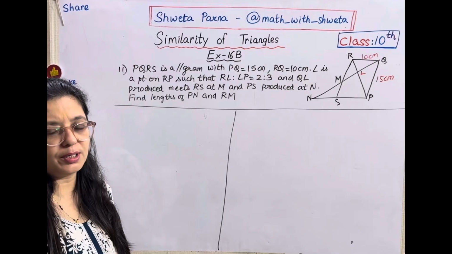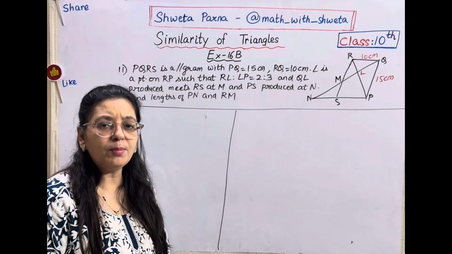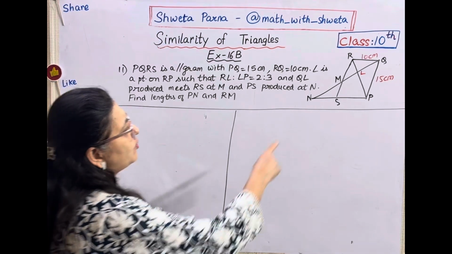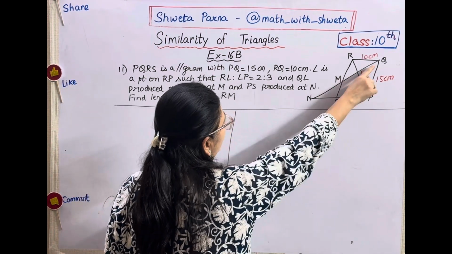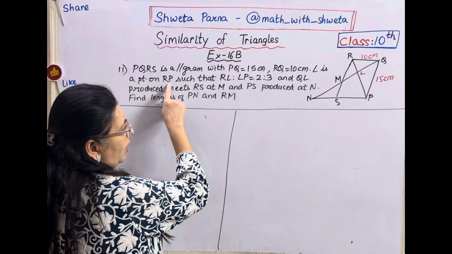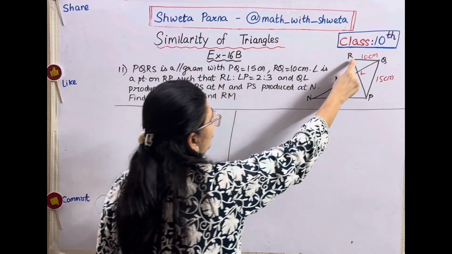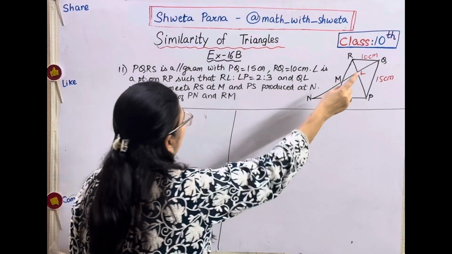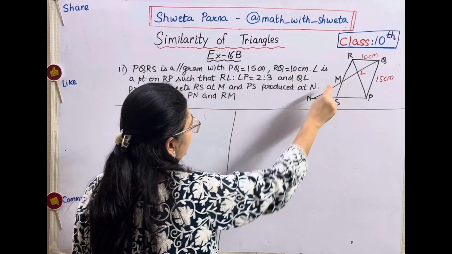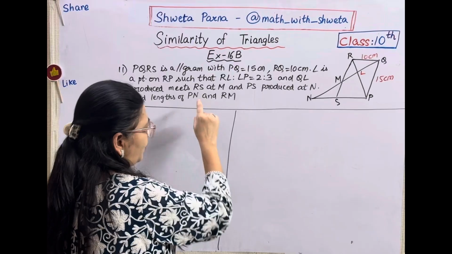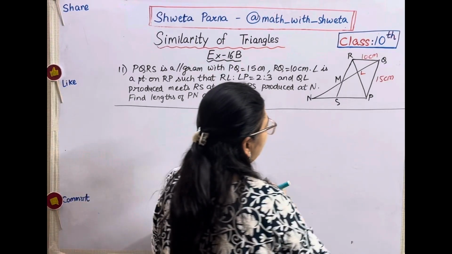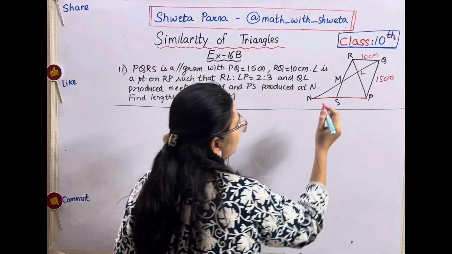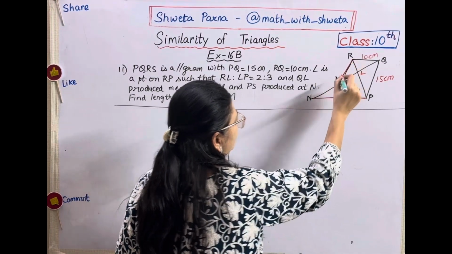PQRS is a parallelogram. What are the properties of a parallelogram? Opposite sides are equal and they are parallel. PQ side is given as 15, RQ is 10. L is a point on RP such that the ratio of RL to LP is 2:3. And QL produced meets here at M, here at N. You have to find the length of PN. And you have to find the length of RM, this.